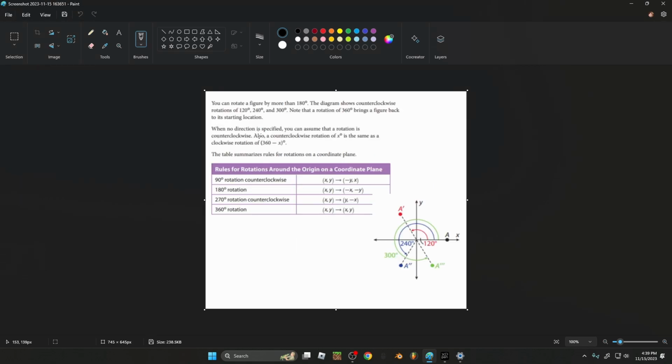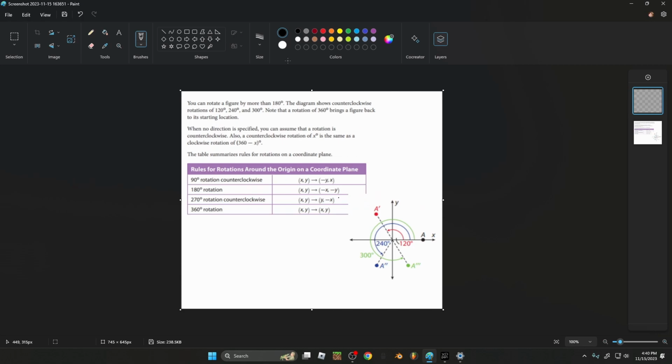Here are some formulas. If it just says a 90 degree rotation of a point, you just assume it's counterclockwise. Imagine a clock. It goes this way, but you have to assume the rotations go this way. So for a 90 degree rotation counterclockwise, let's say this is our point, the 90 degree rotation would be right here.